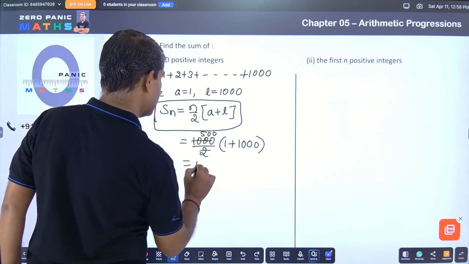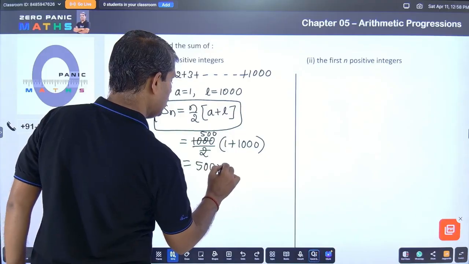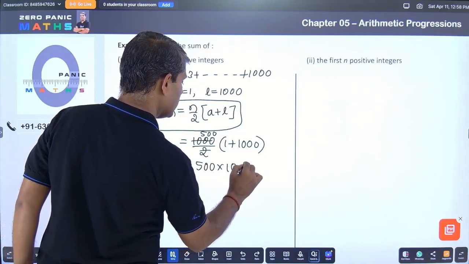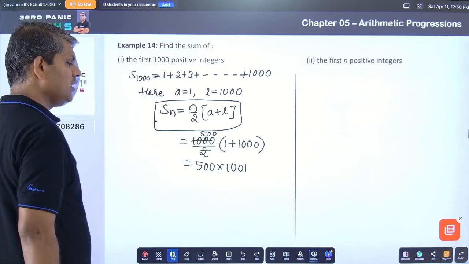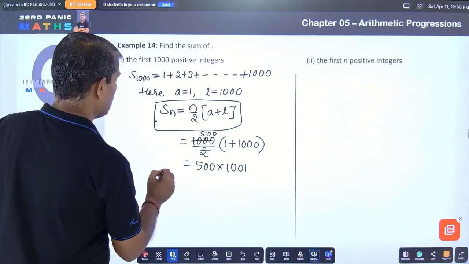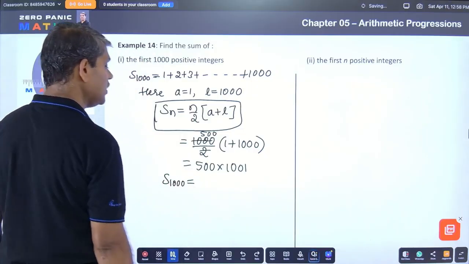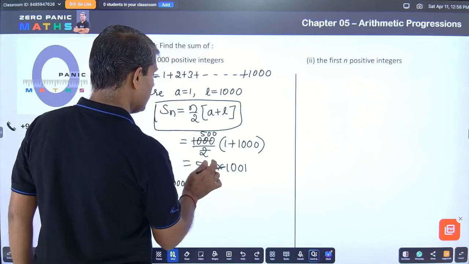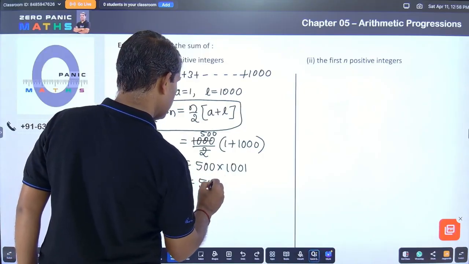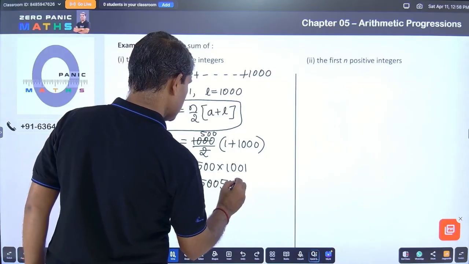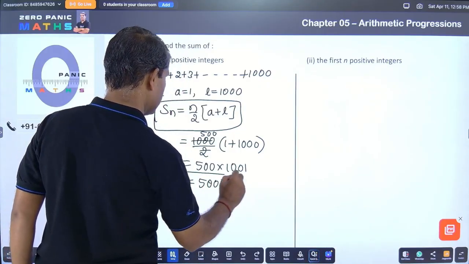So 500 into 1001, since 1000 plus 1 is 1001. So the sum of the first 1000 positive integers is 500 500. You see that this will be the sum.